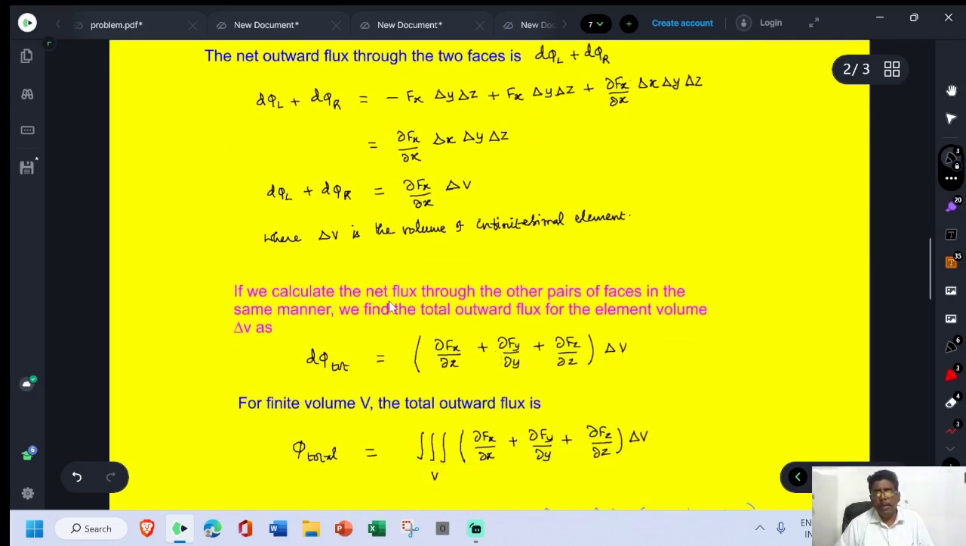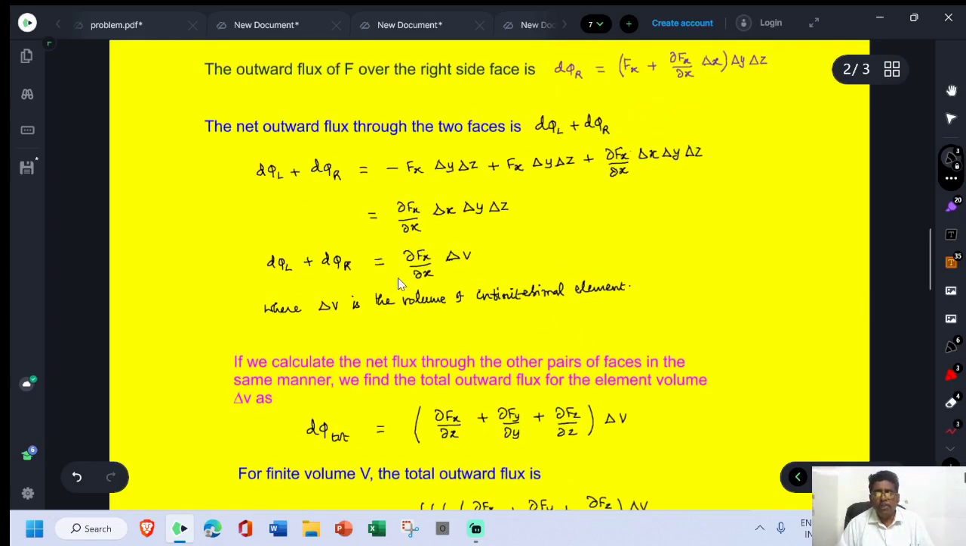If we calculate the net flux through the other pairs of faces in the same manner, we find the total outward flux for the element volume delta v as d pi total is equal to dou fx by dou x plus dou fy by dou y plus dou fz by dou z into delta v. For the left face, this is the total flux. For the top face and bottom face, these are the flux values, dou fy by dou y into delta v, then dou fz by dou z into delta v.